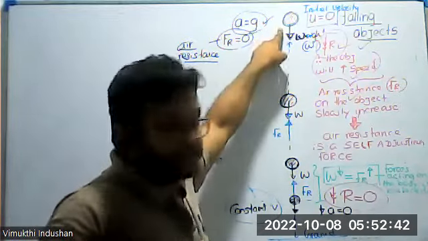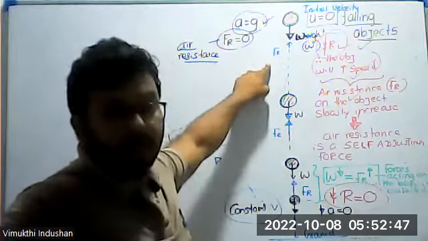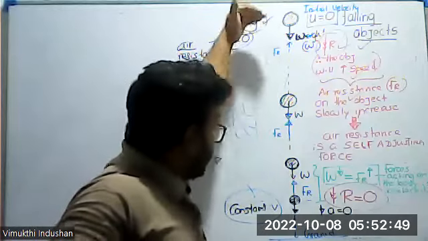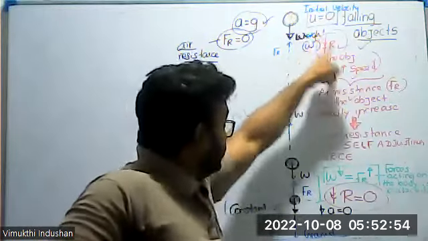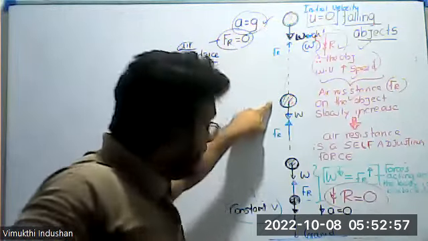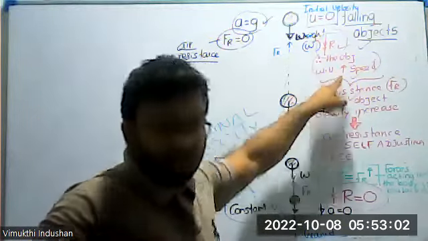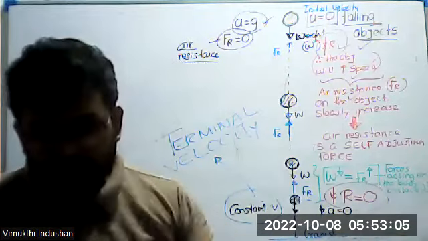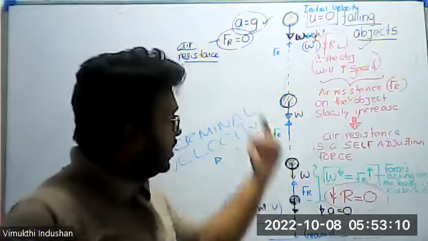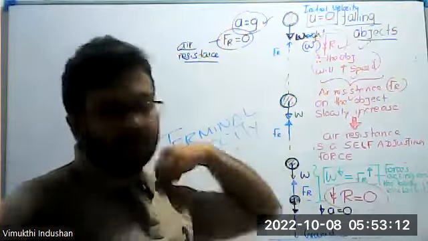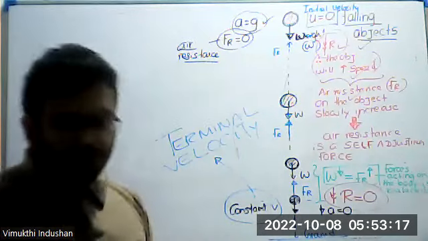Air resistance is initially zero. Therefore, on this object, there is a resultant force acting downward, which is caused by your weight, W. So this resultant force will cause this object to accelerate towards the earth. During this acceleration, you can clearly see the speed is building up, speed is increasing. As the speed increases, you can see air resistance slowly develops. Air resistance slowly increases because air resistance is a self-adjusting force.